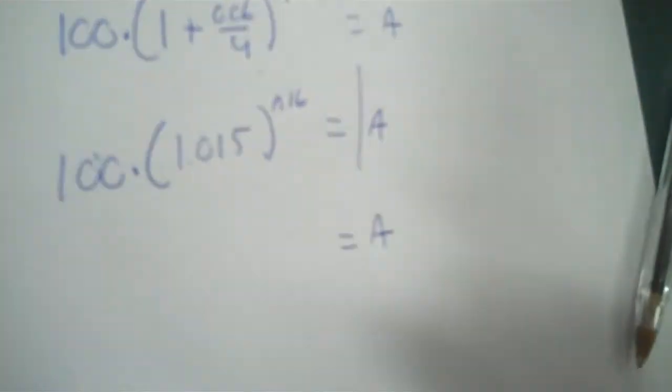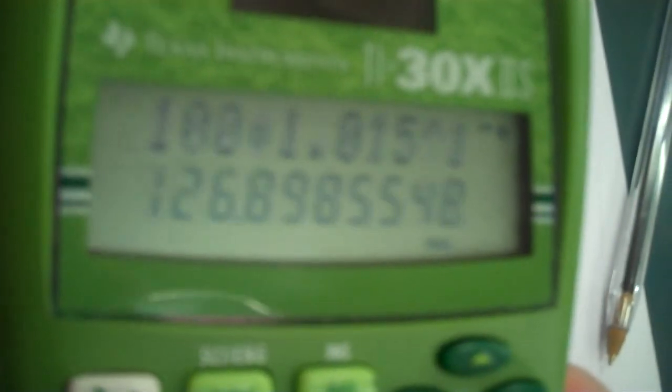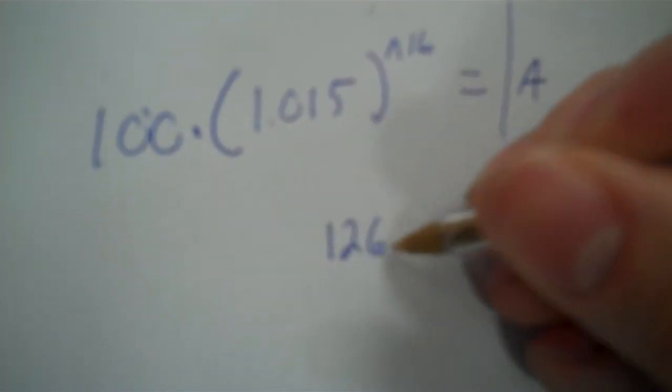100 times 1.015 to the power of 16, okay? $126.90. There's your money. A is easy, okay? It's when they give you the T where it's a little more complicated.